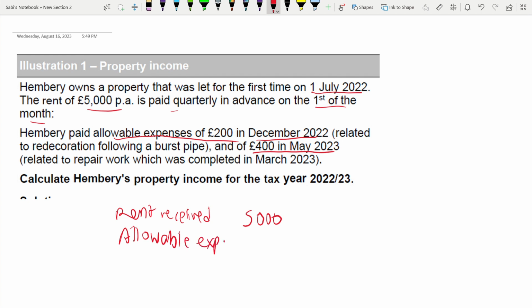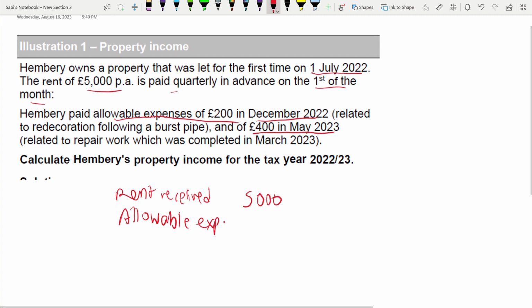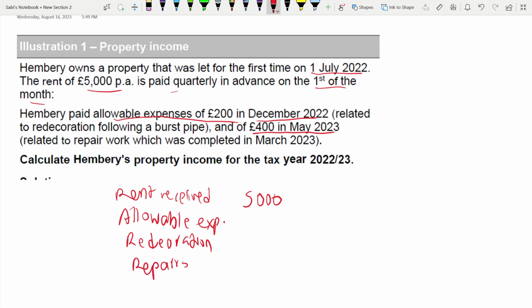Next, allowable expense. There are two expenses, redecoration and repairs. For redecoration, they themselves told it's allowed, and it was paid in December 2022. So you can deduct 200.